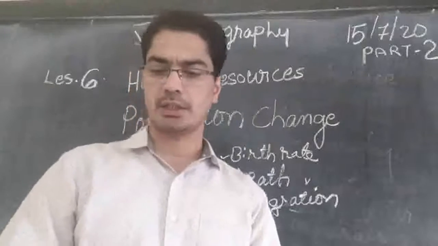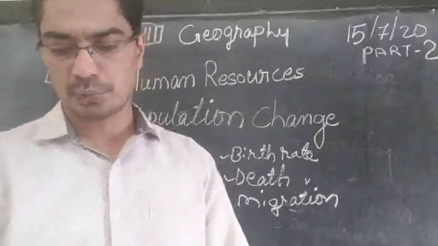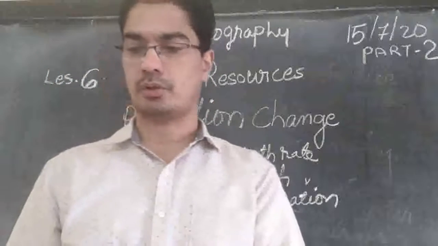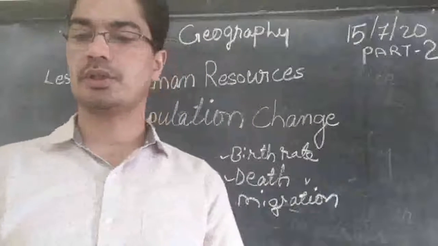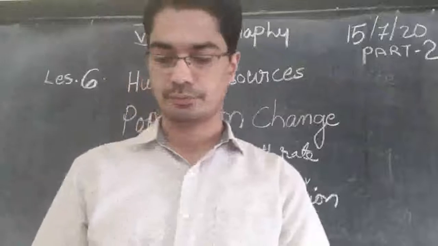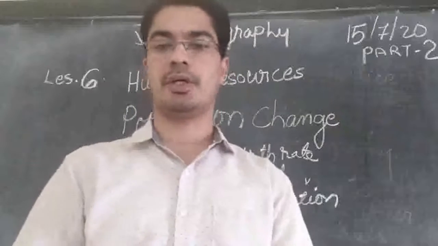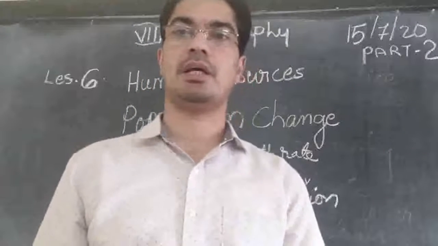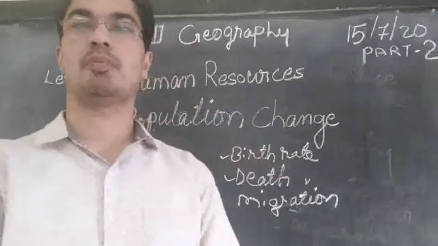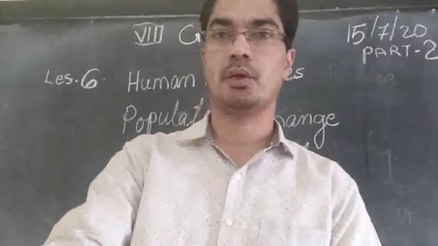The population increase in the world is mainly due to rapid increase in natural growth. The population in the world is increasing because of natural growth rate. That means the birth rates are high and the death rates are low. That is the main reason why the population is increasing everywhere in the world.